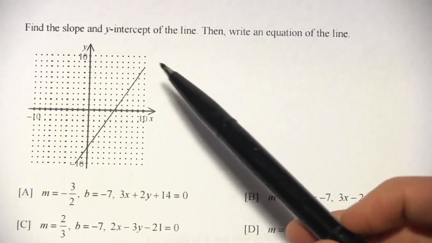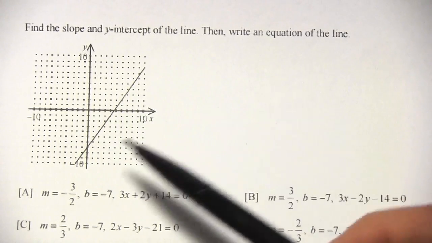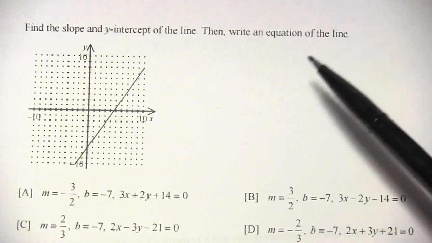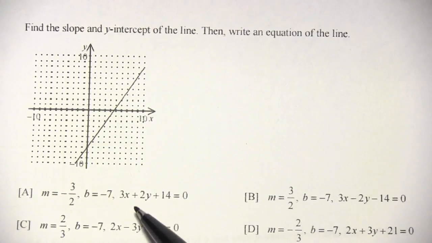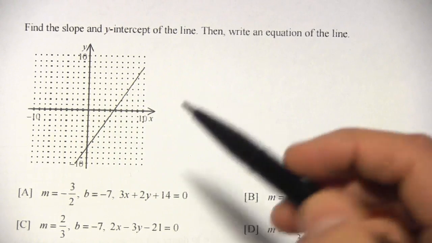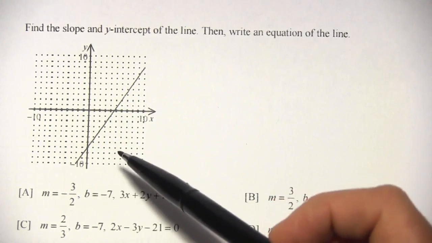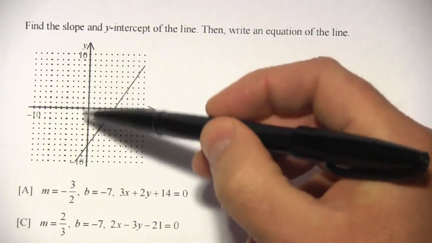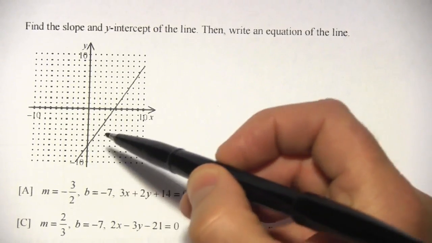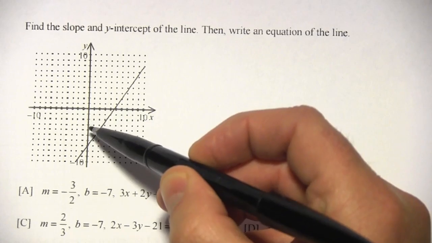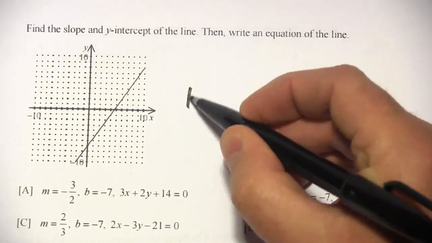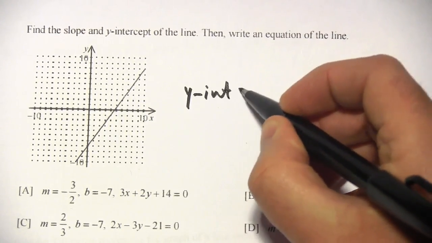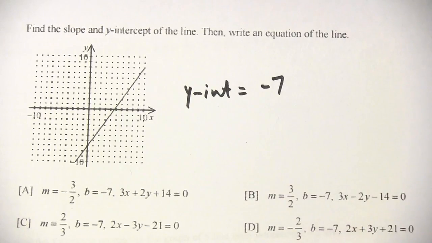Here we're being asked to find the slope and the y-intercept of a line that's plotted on the graph, and then write an equation. And the equation is in a slightly different format than slope-intercept, but we'll get to that. The first thing I want to do is find this y-intercept. It's pretty easy. We're just looking for where it crosses the y-axis, and here it is down here, and it looks like that is negative 7. So the y-intercept is negative 7.